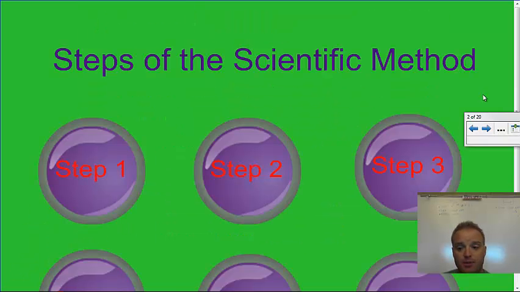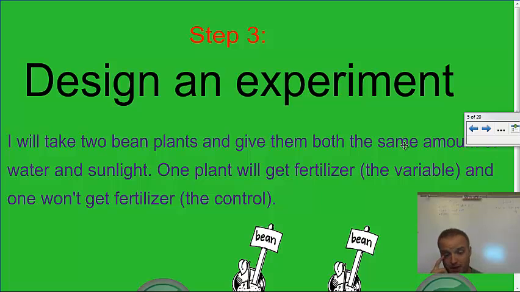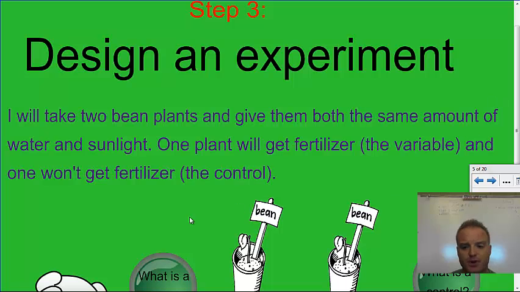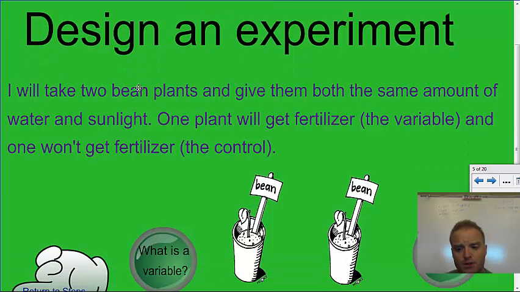Moving on, step number 3 in the scientific method is to design an experiment. In this case, for our experiment, they wrote, and again, I would not necessarily write down this one right here: I will take 2 bean plants and give them both the same amount of water and sunlight. One plant will get fertilizer, that's my variable, and one won't get fertilizer, that's our control. So the 2 big words there are variable and control.